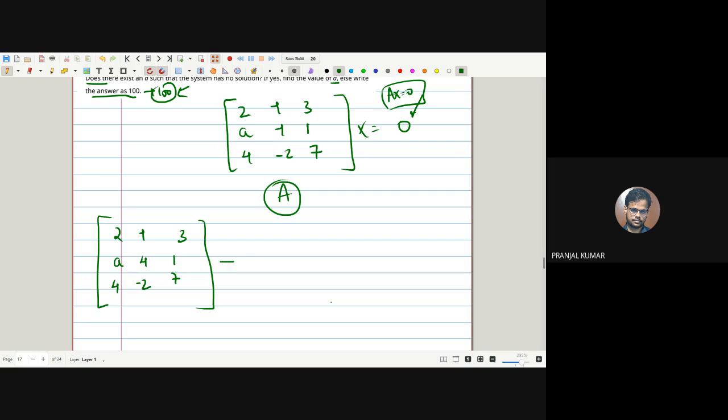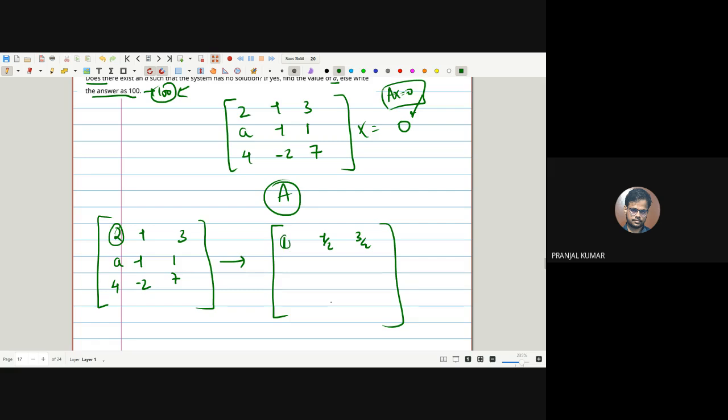So convert it to 1. 1 minus half 3 by 2. Now I need to start cleaning down the pivot. So what will I do? A times of row 1. Sir, why did you write 4 in the first matrix? Oh, sorry, sorry. This is minus 1. Yep. Okay, so what will I do?